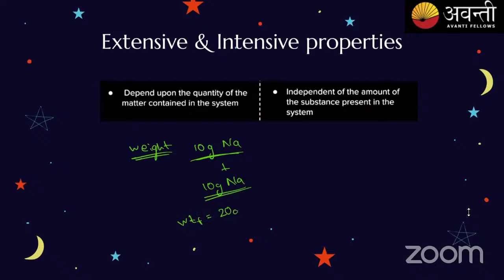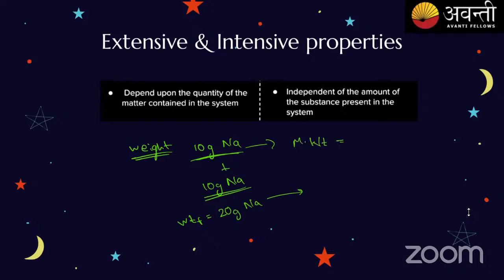Do you remember the number of moles? Number of moles is weight divided by molecular weight. Now, whether you take 10 grams of sodium or 20 grams of sodium, the molecular weight of sodium will be the same, that is 23 grams, right? Yes or no? The molecular mass of sodium will be the same, 23, irrespective of how much matter you are taking.